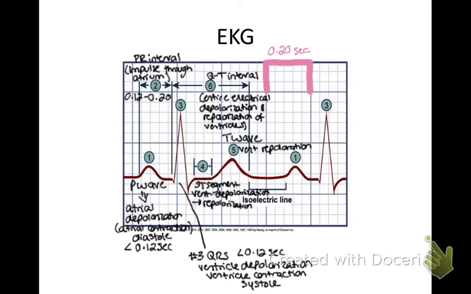Okay? So a big box is 0.2 seconds because each one of those little boxes is 0.04. So 1, 2, 3, 4, 5. 5 times 0.04 gets me 0.2. Has everybody got that? No. Yeah.